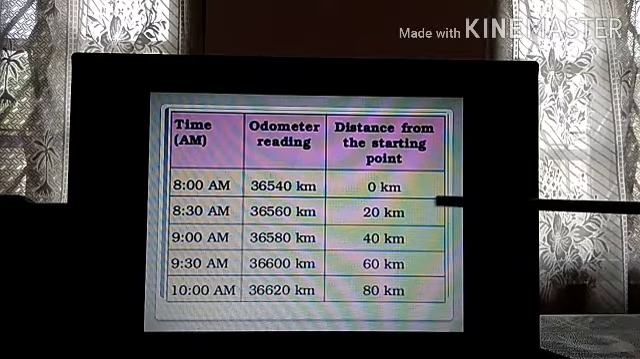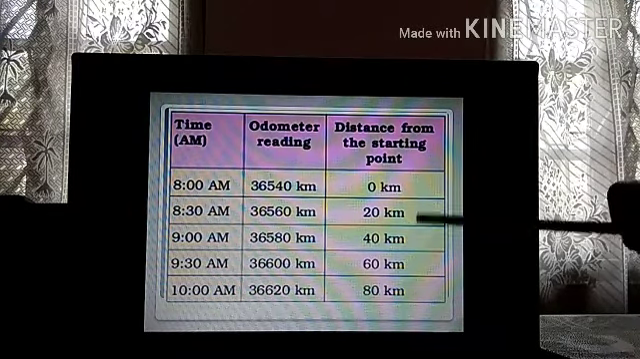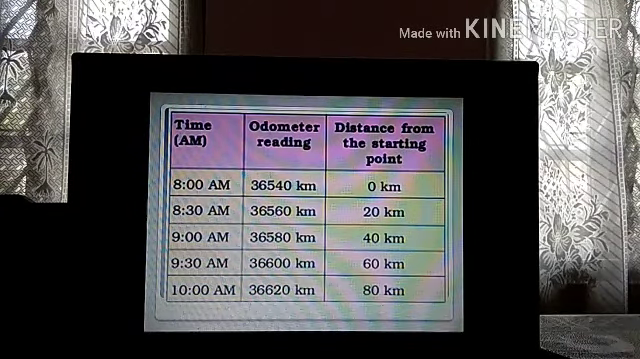So for every interval the distance is 20 kilometers. Like in the previous example you had 1 minute and here 1 kilometer, so both values were the same. But here for 30 minutes you are traveling 20 kilometers. So in both the scales the values are different.